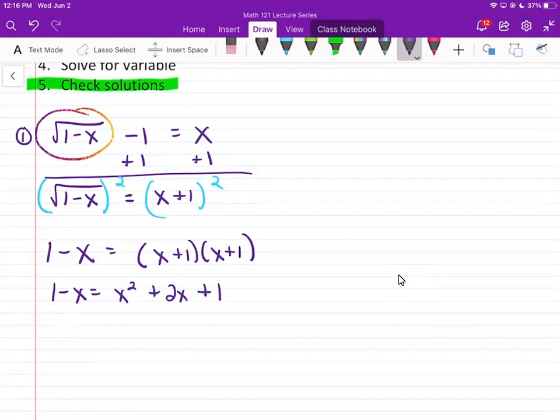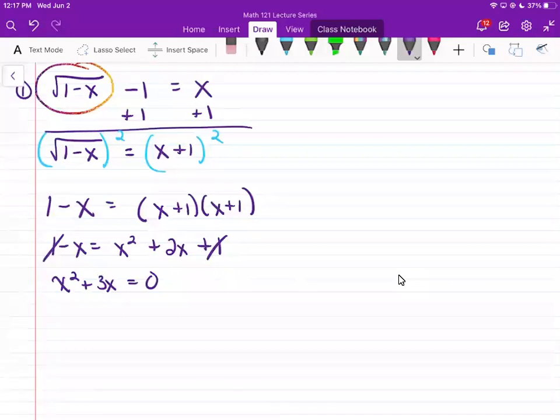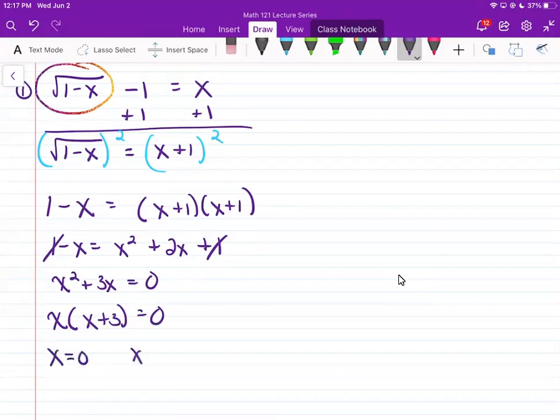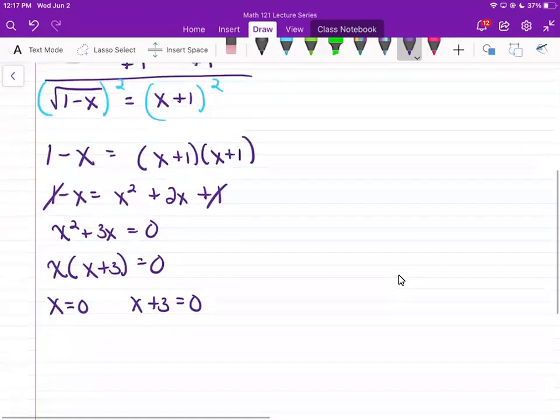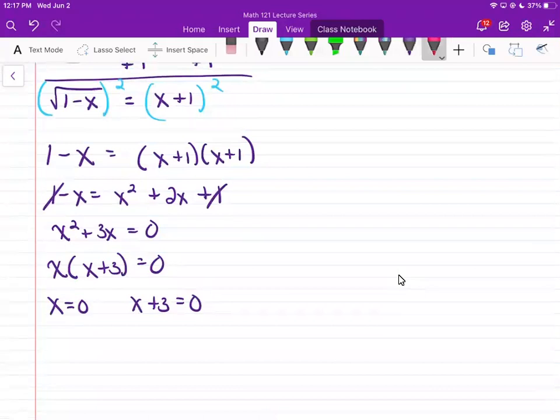And then getting all of our terms on one side, we end up with x squared plus 3x equals 0. Notice the ones cancel. First thing we do when we're factoring is we always look for a greatest common factor. In this case, it's x, which leaves us with x times x plus 3. And the zero product property tells us that when two things are multiplied together, one or both of them must be equal to 0, which gives us two solutions of x equals 0 or x equals -3.